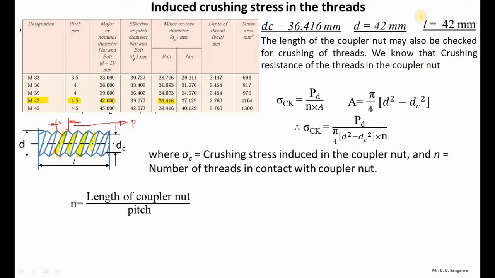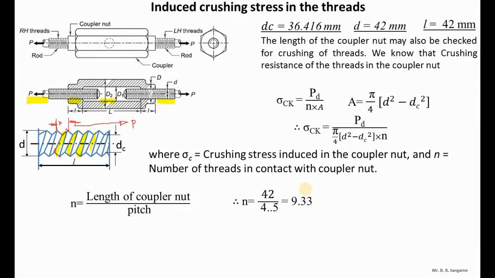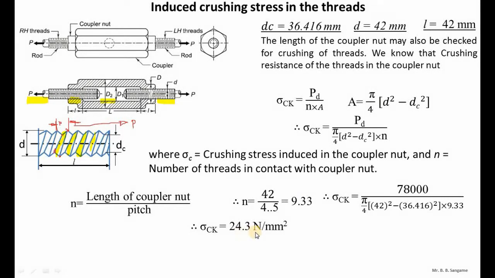We have the length of coupler nut, which is 42 mm. So let us calculate the number of threads. It will be 42 divided by 4.5 equals 9.33. So the number of threads is 9.33. Put the values of D, DC, PD and N, and you will get the induced crushing stress. As per the calculation, it is 24.3 Newton per mm square. But in the numerical, they have provided the allowable crushing stress, which is 90 Newton per mm square.